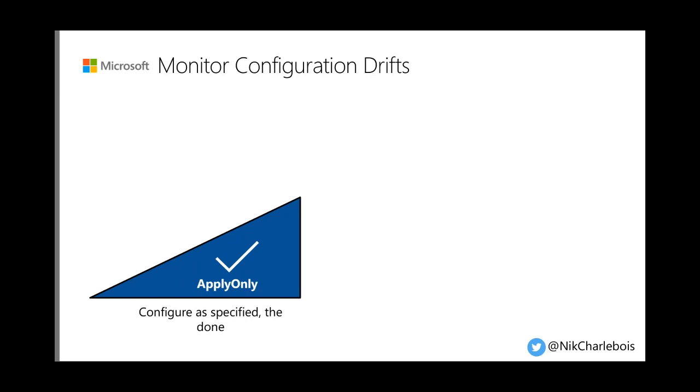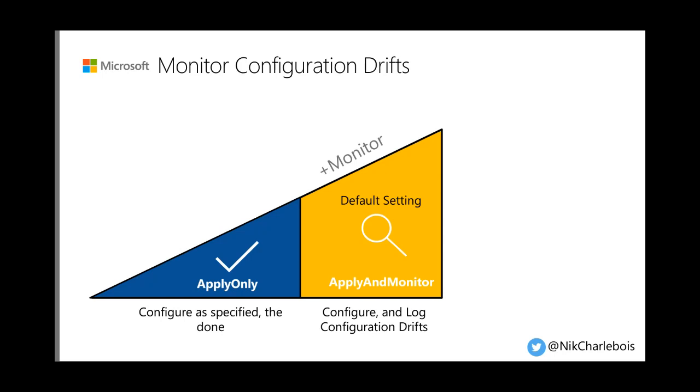The first one is apply only, which is basically you give it a configuration, you go, here's how I want to be configured. Just bring me in that desired state. And once you're done, your job is done, right? And then you give the key to the users, and that snowflake effect starts happening because they'll start changing the configuration. That's the first option. The second option, which is the default one, is called apply and monitor. So that one will do the 15 minutes consistency check. If it detects that there's a drift, it will log it in Event Viewer.